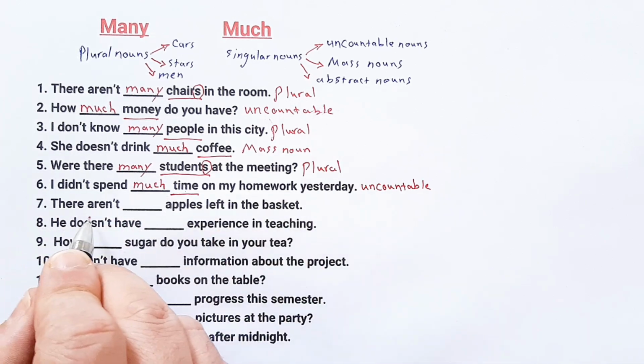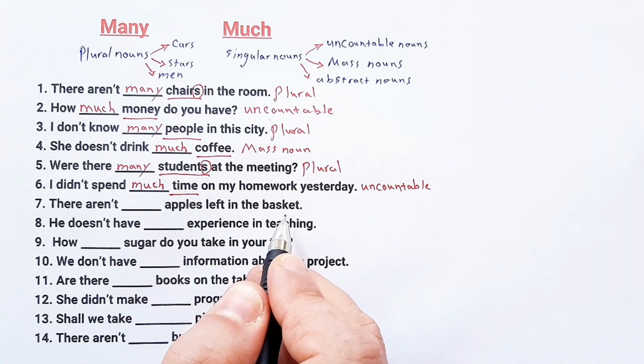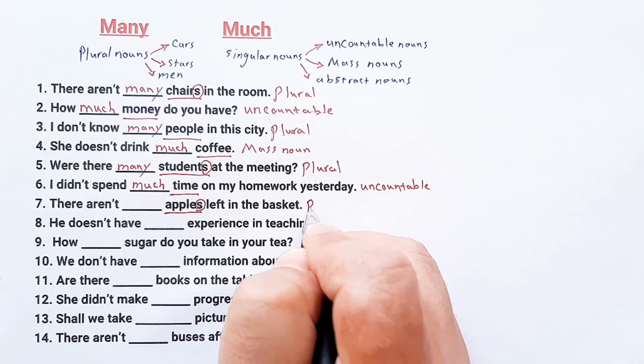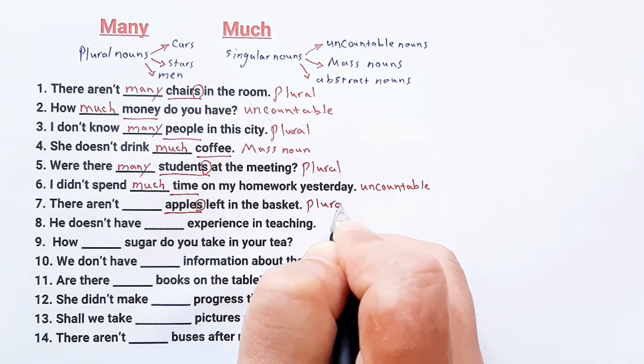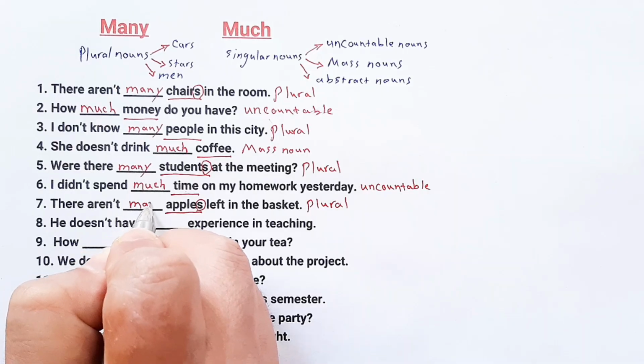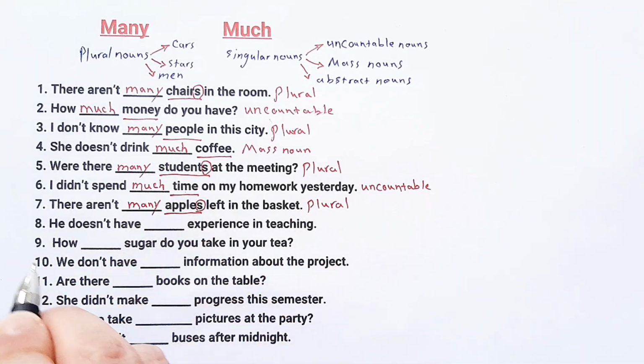Number 7, there aren't blank apples left in the basket. Apples has plural s, so it's a plural noun. For them, we use many. There aren't many apples left in the basket.